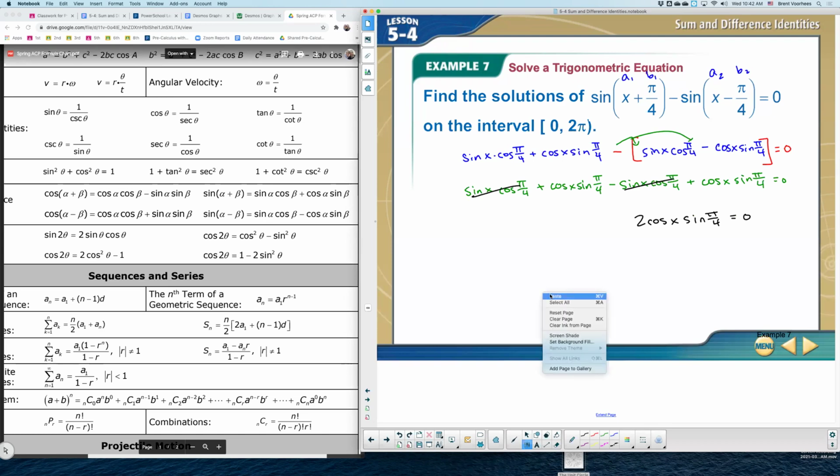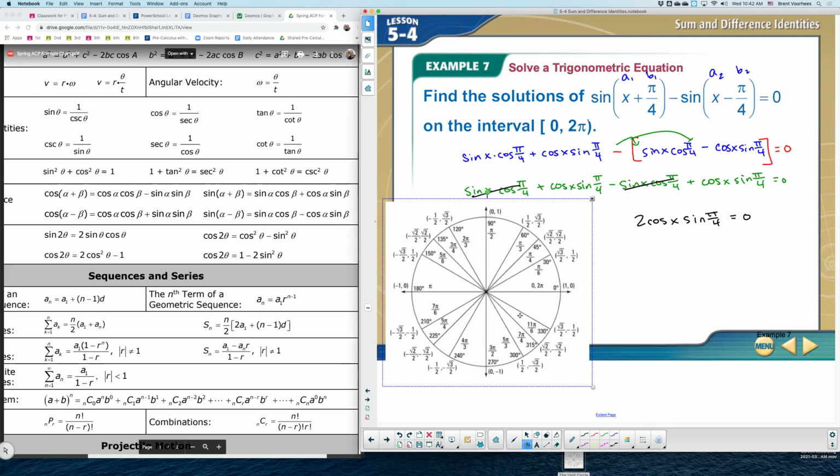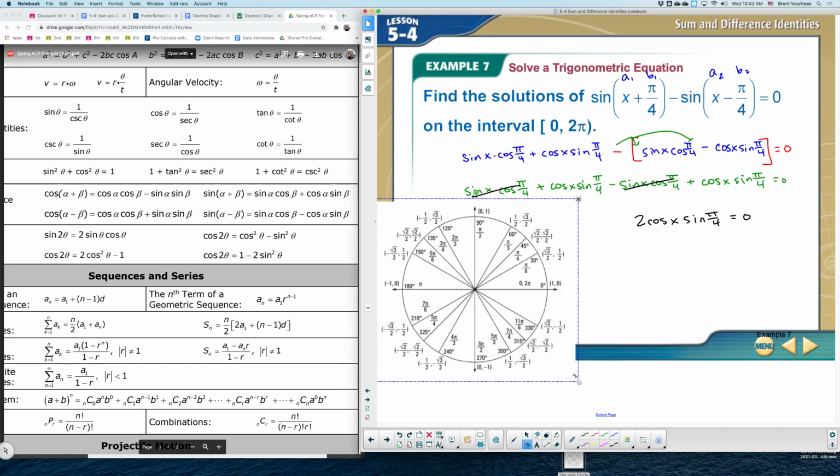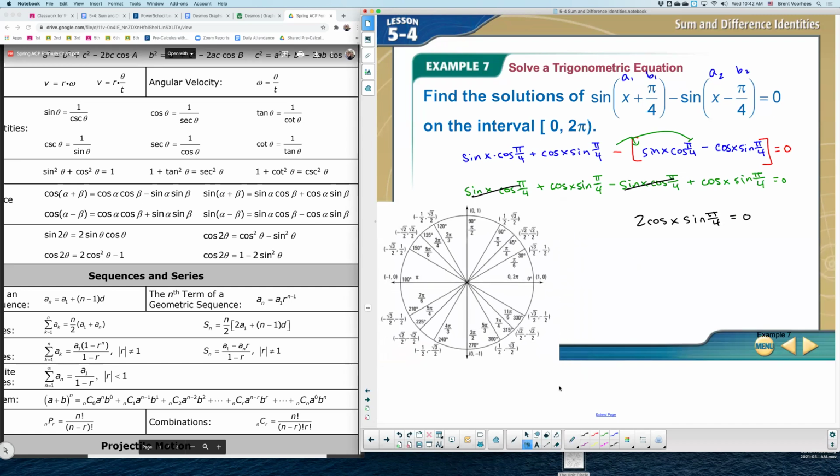And now I'm going to get a unit circle real quick and say I know the value of sine pi over 4. Here's pi over 4 right here, and the sine of that is square root of 2 over 2, so I can substitute. So I have 2 cos x times square root of 2 over 2 is going to equal 0. And I can see that this 2 and this 2 will cancel each other out. That's gone. And I could actually divide by the square root of 2.